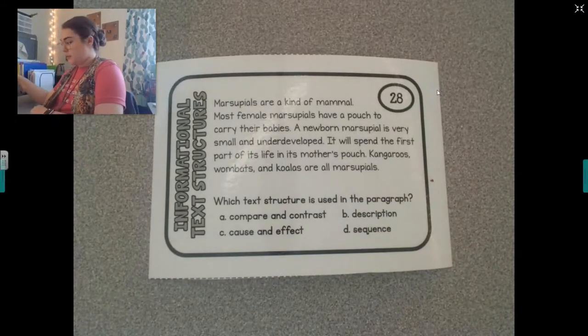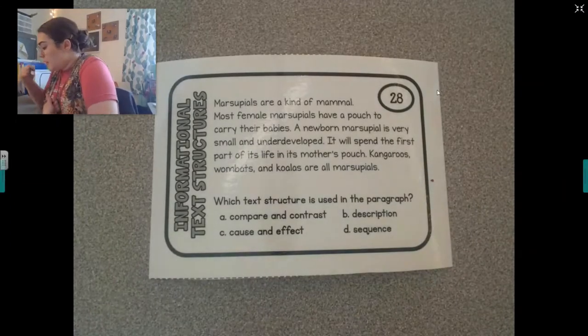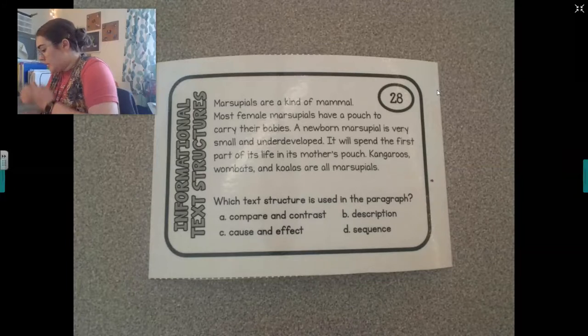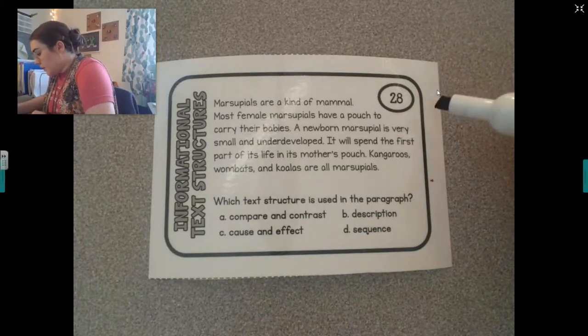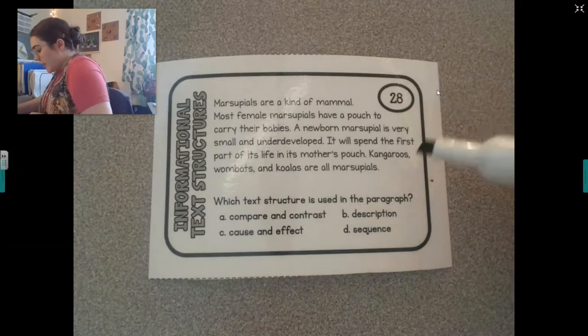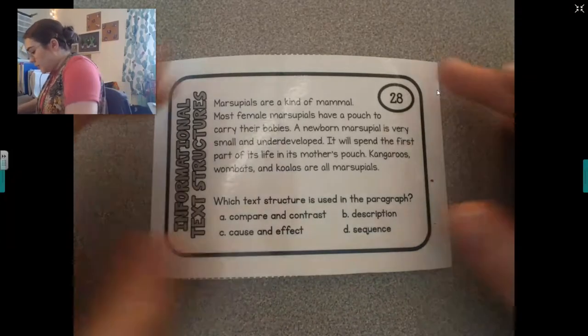Marsupials are a kind of mammal. Most female marsupials have a pouch to carry their babies. A newborn marsupial is very small and underdeveloped. It will spend the first part of its life in its mother's pouch. Kangaroos, wombats, and koalas are all marsupials.